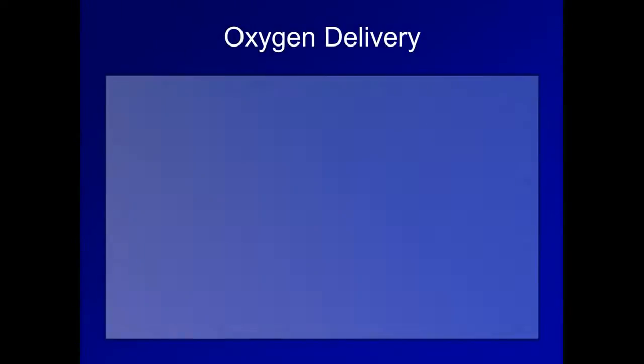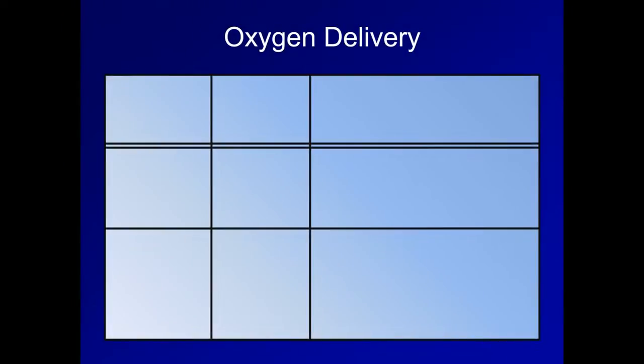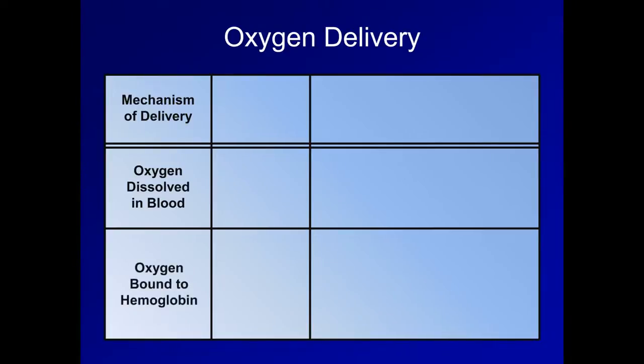How is oxygen transported in the body? There are two mechanisms of delivery. First, some oxygen is dissolved into the liquid portion of blood. The rest is bound to hemoglobin within red blood cells. Which of these two mechanisms is predominantly responsible for oxygen transport? The oxygen dissolved in arterial blood accounts for only about 1.5% of the total oxygen transported from the lungs to the peripheral tissues, while the oxygen bound to hemoglobin accounts for about 98.5%.